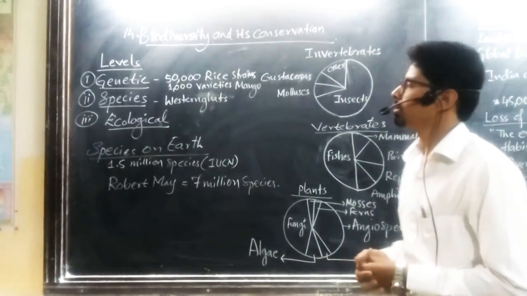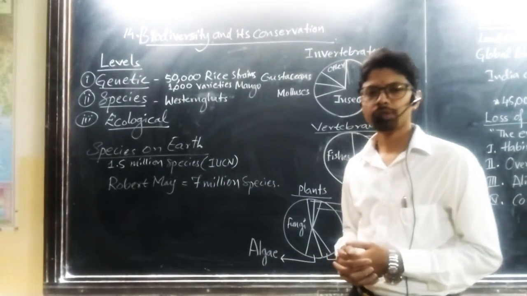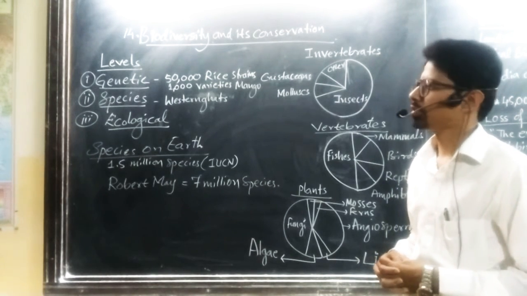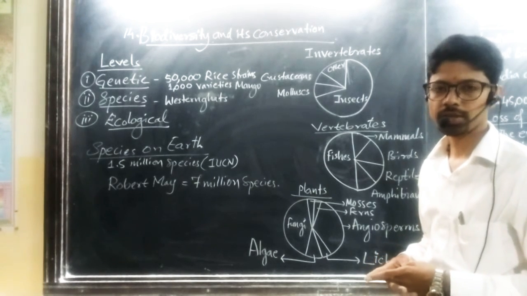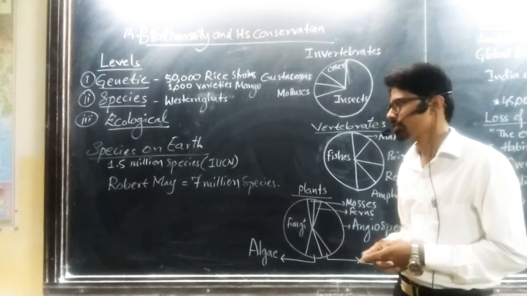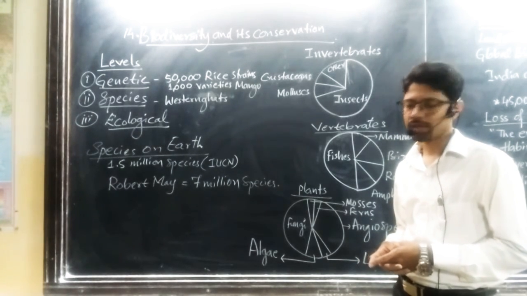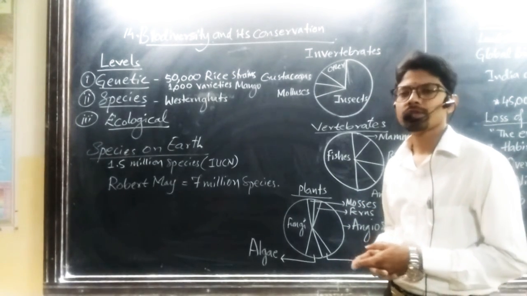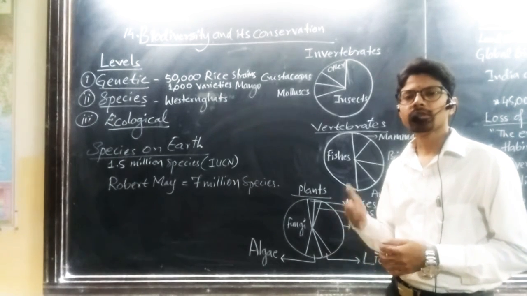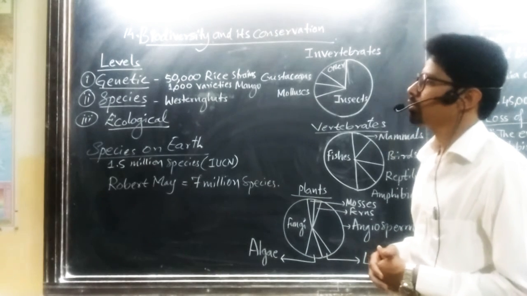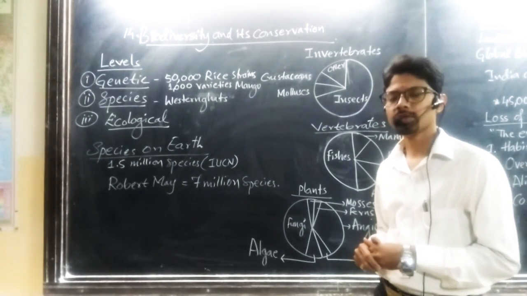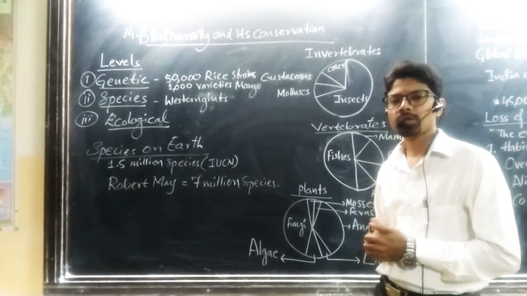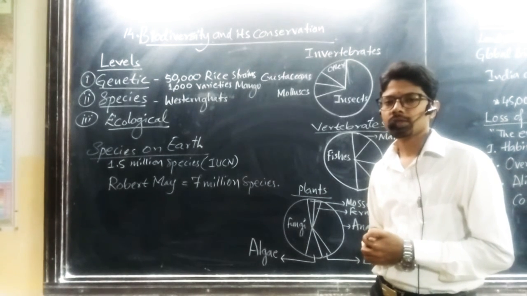To start with, biodiversity is the diversity of living forms on this planet Earth. Basically, biodiversity can be divided into three levels: genetic level diversity, species level diversity, and ecological level or ecosystem level diversity. Genetic diversity deals with the study of biodiversity at the level of genes, species diversity is the study of biodiversity at the level of species, and ecological or ecosystem level diversity is diversity with respect to particular ecosystems.